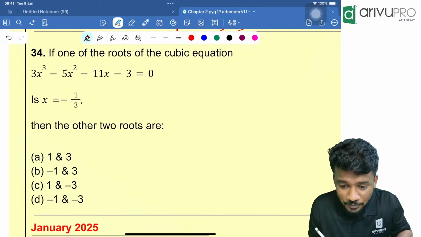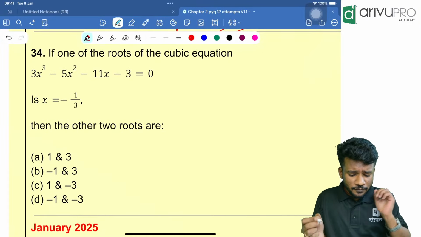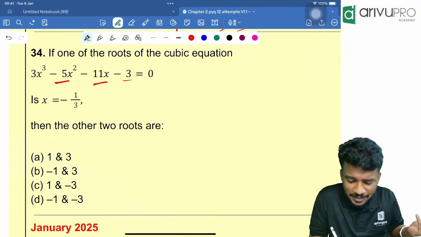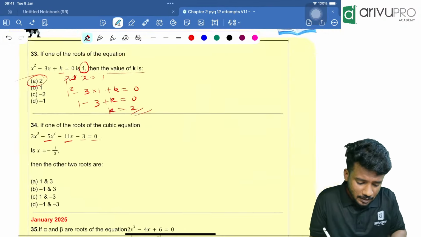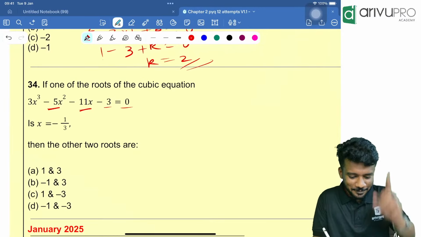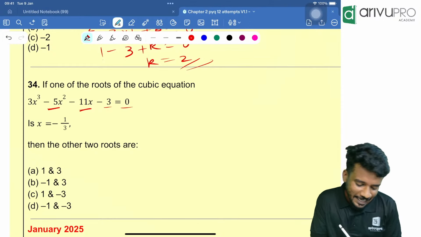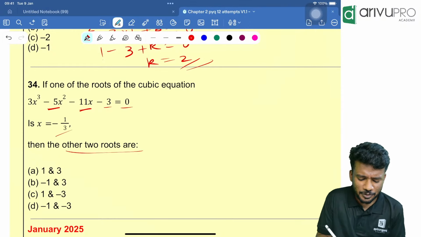Now, one of the roots of the cubic equation 3x cube minus 5x square minus 11x minus 3 is equal to 0. Then, yes, option C was wrong for the previous question. Now, this question we will check. If x is equal to minus 1 by 3, then the other 2 roots are what and what is the question.